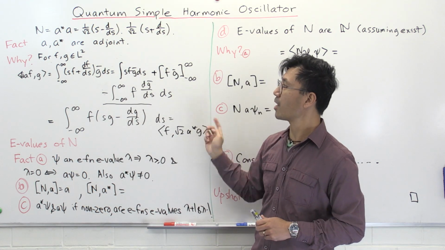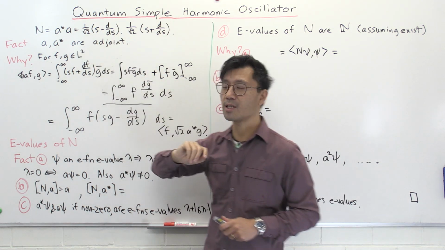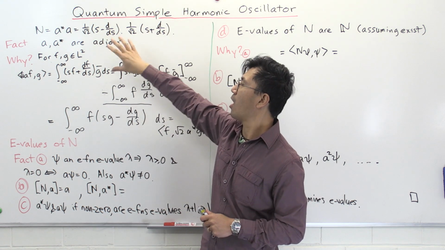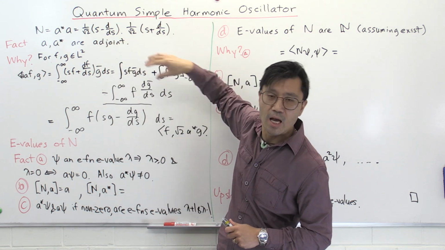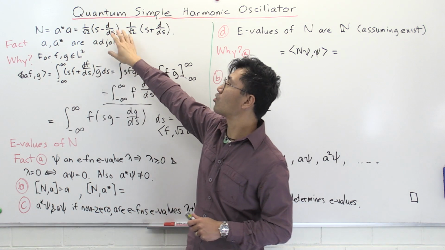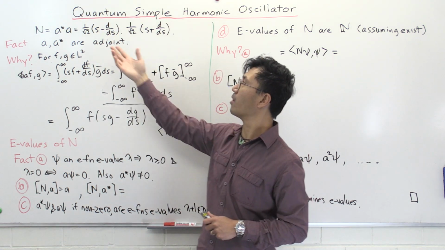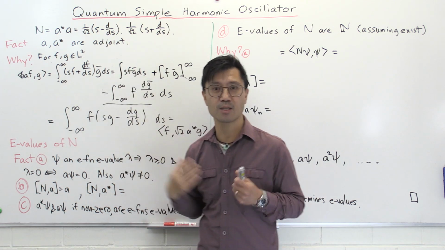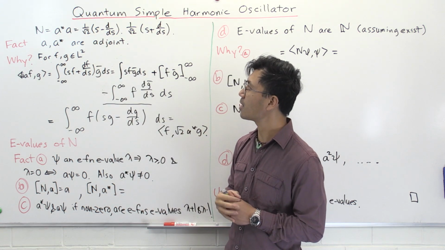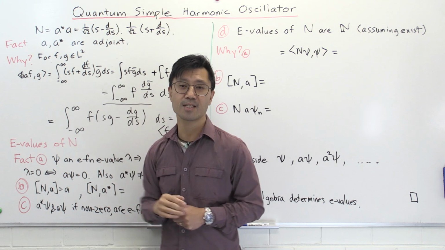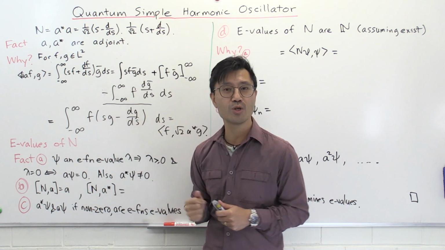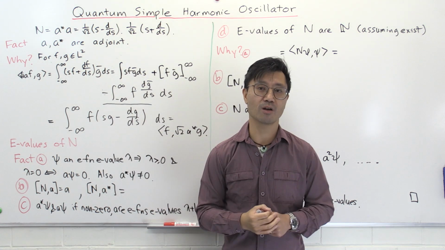Okay? So that's why when you take this adjoint, this argument using integration by parts shows you that the adjoint of differentiation is the negative of differentiation. That's the key thing. And the adjoint of multiplying by s is still multiplying by s. So that's why this a and this a star are adjoint. And we're going to use that to calculate the eigenvalues of n.